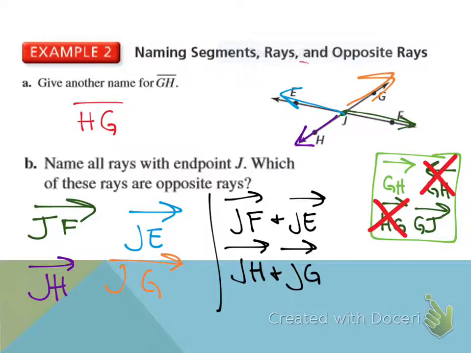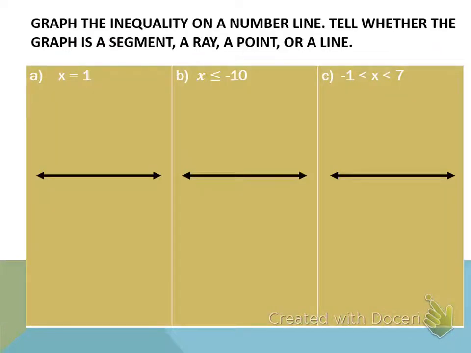All right. So that's kind of the end of most geometry for this section. This part's reviewing inequalities. We're going to graph it and then decide what we graphed, if it looked like a segment, a ray, a line, or a point. That's it. So when you're graphing, all I ask is that you have at least 3 numbers plotted. So 1, 2, 3. This is a number line.